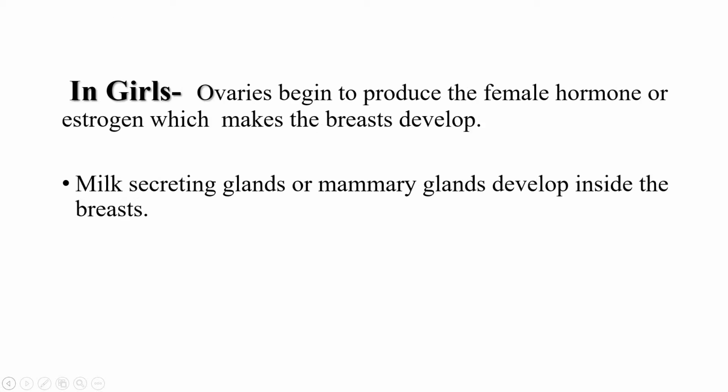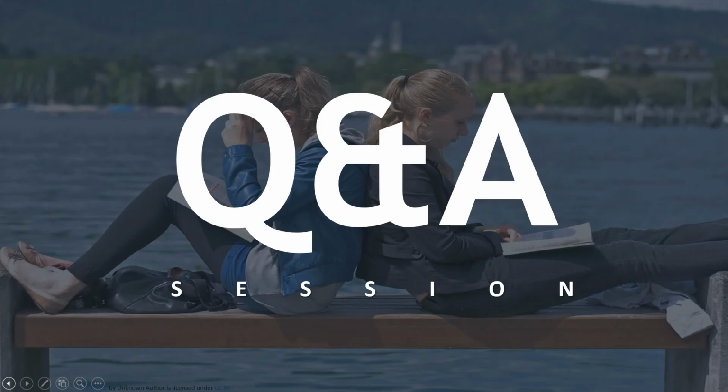In girls, the ovaries begin to produce the female hormone or estrogen, which makes the breasts develop, and the milk-secreting glands or mammary glands develop inside the breast.